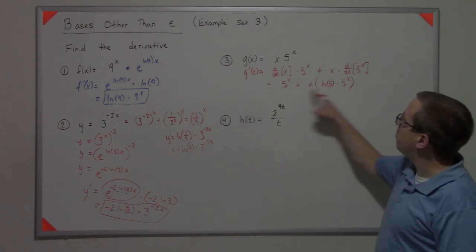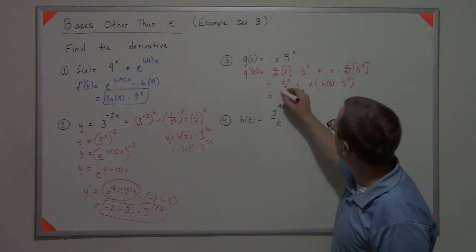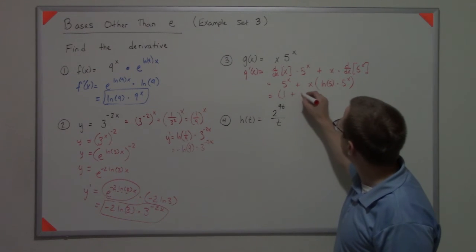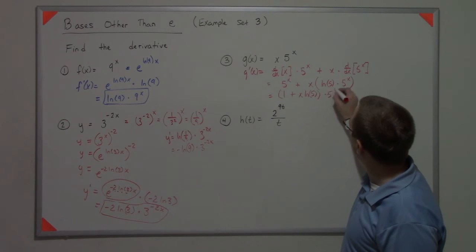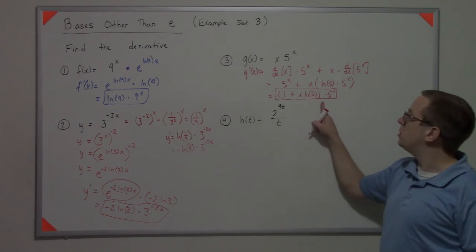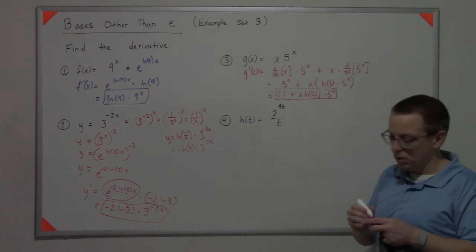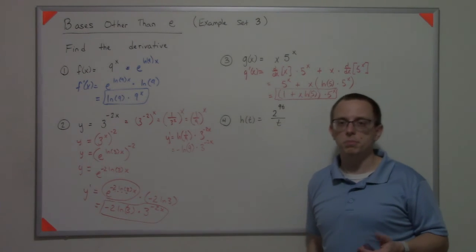So since 5 to the x is common to both of these, what I would do is write it as 1 plus x natural log 5, times 5 to the x. If it's me, that's how I write it. But you can probably leave it like this if you're trying to put it into a computer system or something like that.